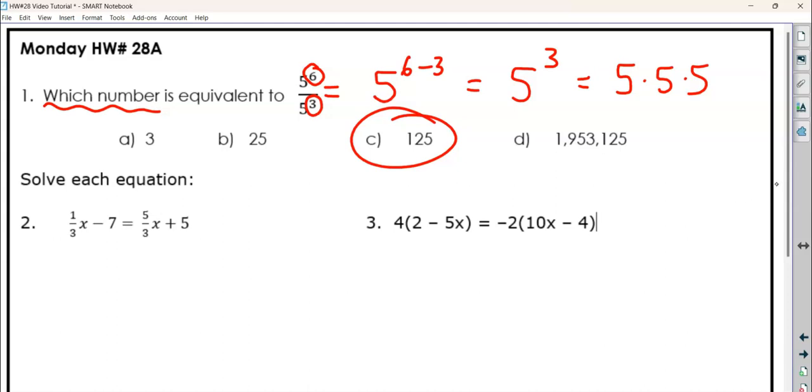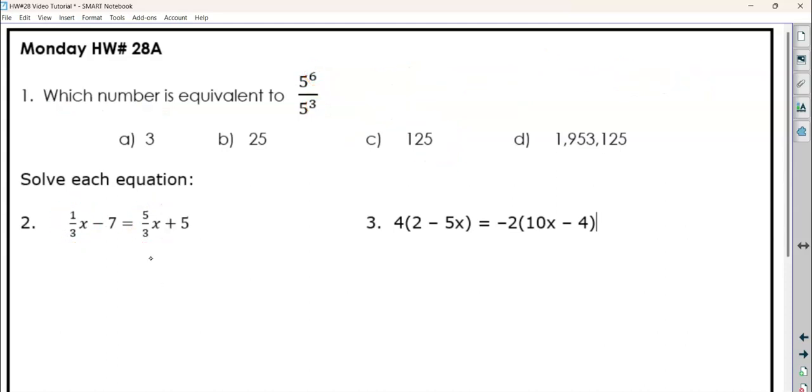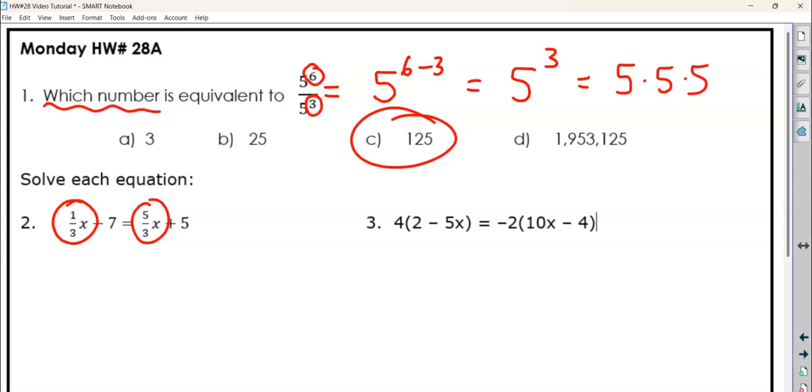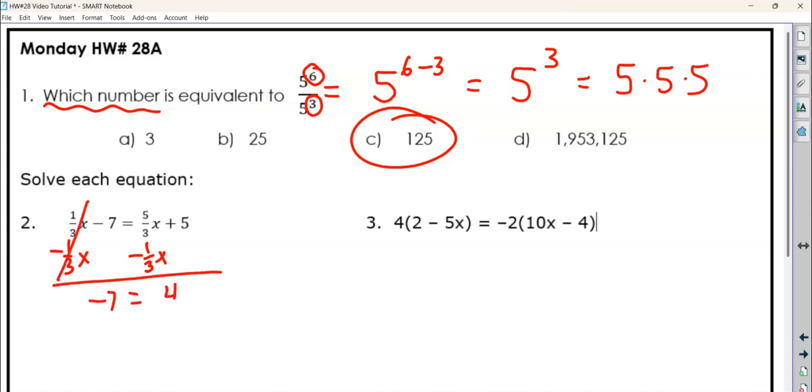For the second and third questions, you're going to use your skills on solving equations by using properties of equality. That's where you do the same operation and the same number on both sides. Let's take a look over here. I've got a 5/3 x and a 1/3 x. This one is smaller, so that's the one I'm going to choose to use the inverse of. So I'm going to subtract 1/3 x from both sides, canceling out this and giving me a positive 4/3 x plus 5 over here. Now I'm going to subtract 5 from both sides, leaving me with negative 12 equals 4/3 x.